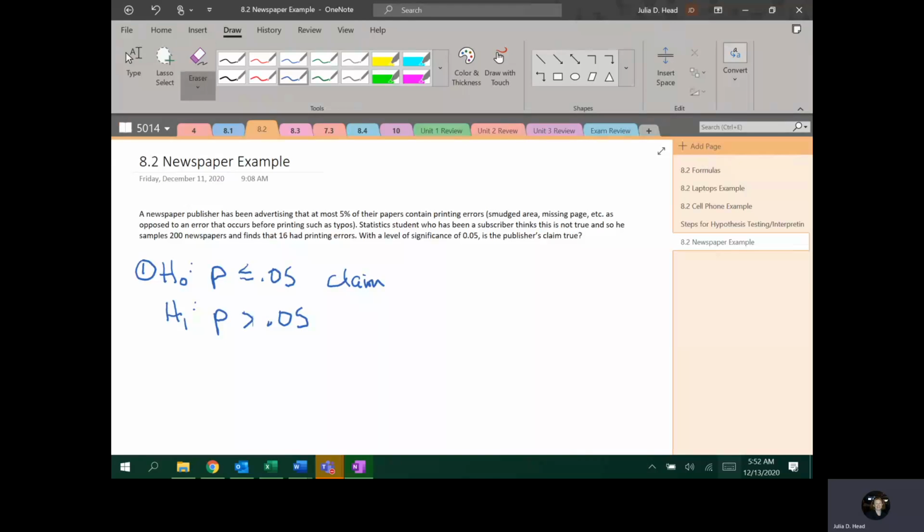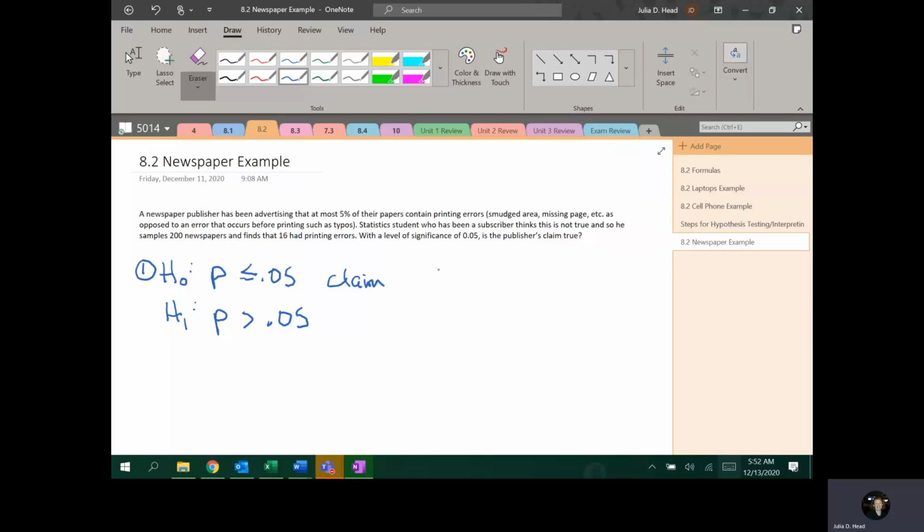Please note that your textbook uses equal to every single time for the null hypothesis. I'm fine with you doing this. I just want you to be able to recognize that if someone does less than or equal to, that's also the same thing. So be comfortable with either one.